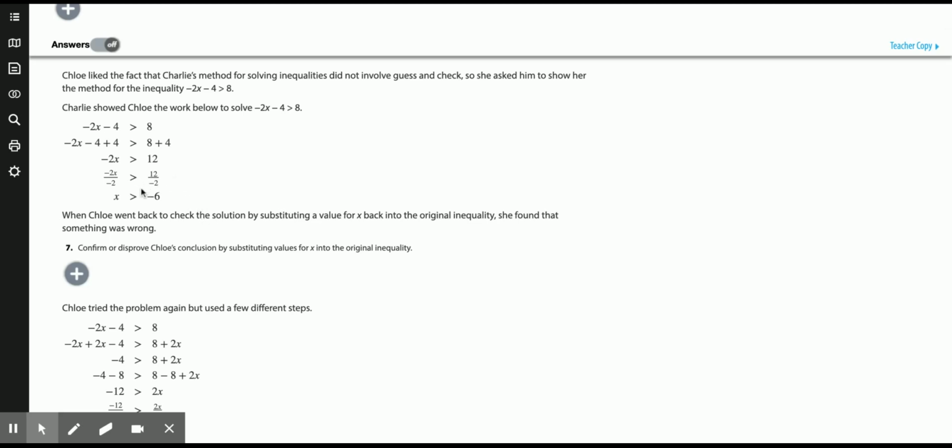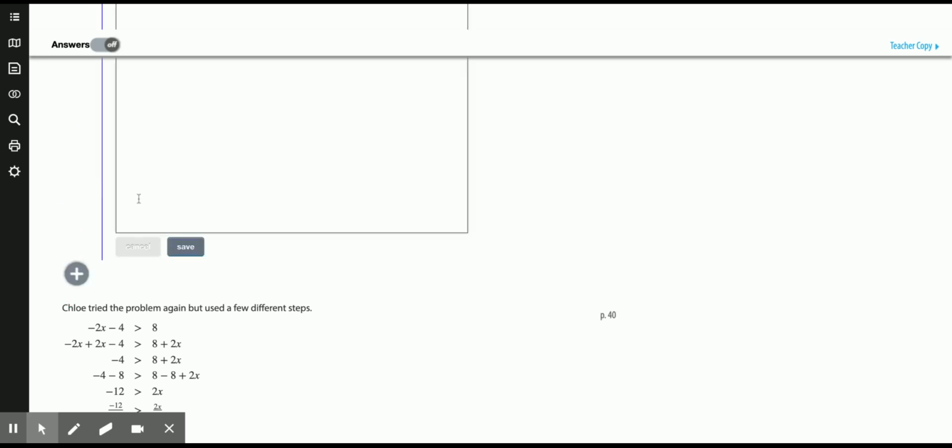So let's see if Charlie did anything wrong that Chloe found a mistake, or if Chloe made a mistake. So we have this, and then they added 4 to both sides. That's right. Okay. They divided by negative 2. I see where they went wrong on this one. They did not change this sign. When you divide or multiply by a negative on inequalities, the sign needs to change along with it. So that is where he went wrong here.